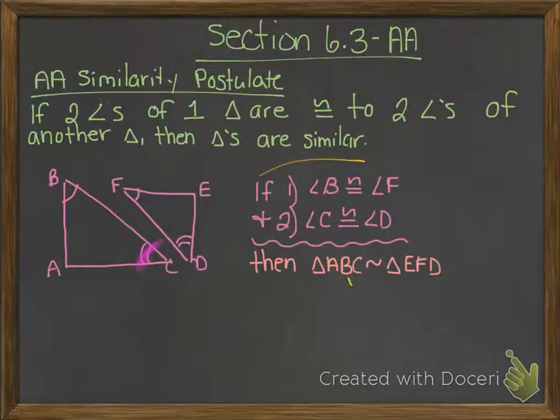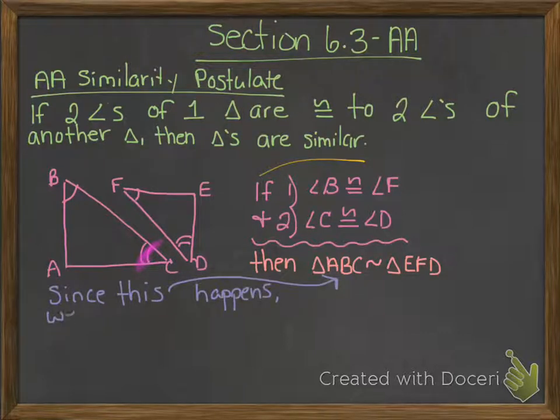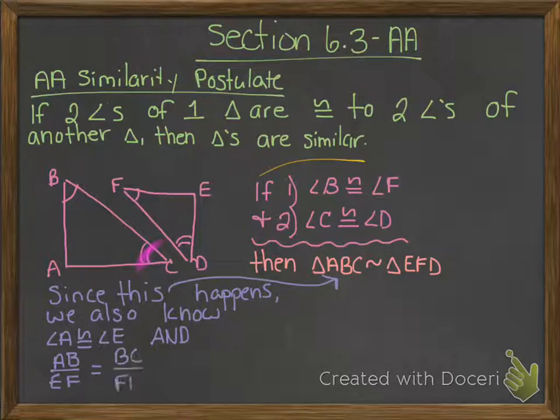If you notice, B and F are congruent, so they're in the same spot. C and E are congruent, so they're in the same spot. So if I can conclude that my triangles are similar, then I know that everything we learned on Tuesday also happens. So if my triangles are similar, I also know that my third angles are congruent, and I know that all of my corresponding sides are proportional. So if I see that two angles are congruent, I know my triangles are similar, so I know all of this happens.